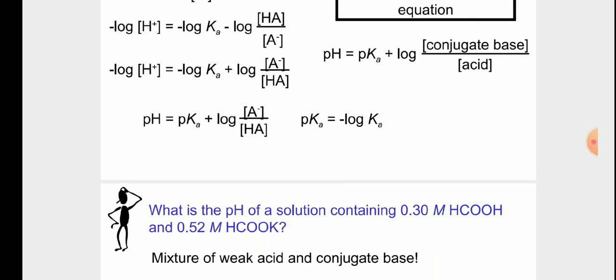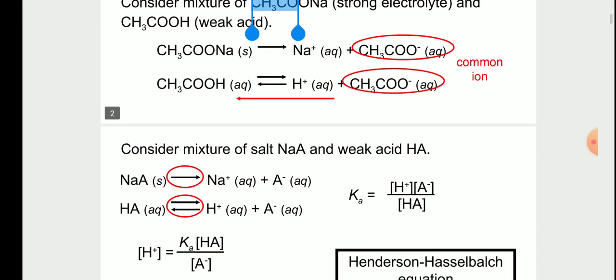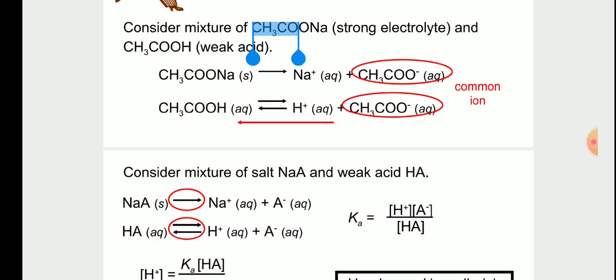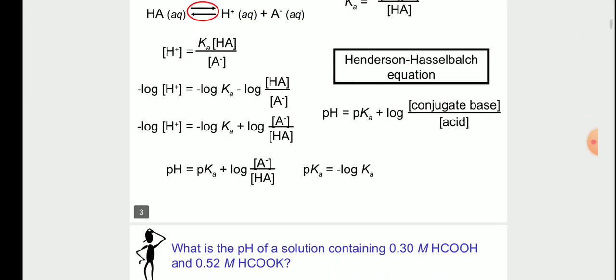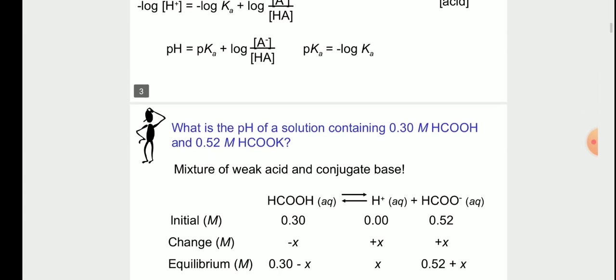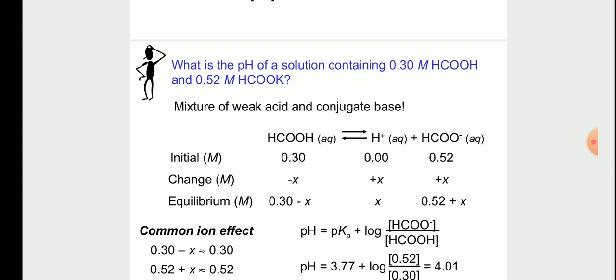In general we consider the concentration of the salt, because if the salt is present, it is completely dissociated. So this is the concentration of the salt. We can replace the concentration of the conjugate base by the salt for our purpose. Now this is the problem.